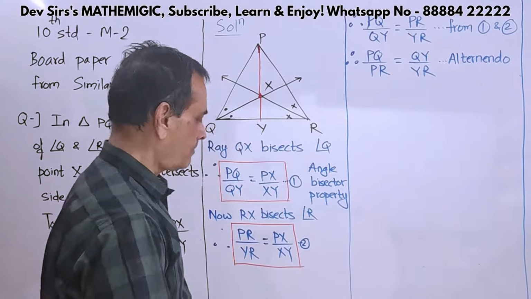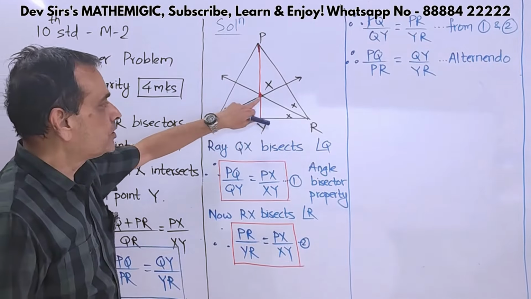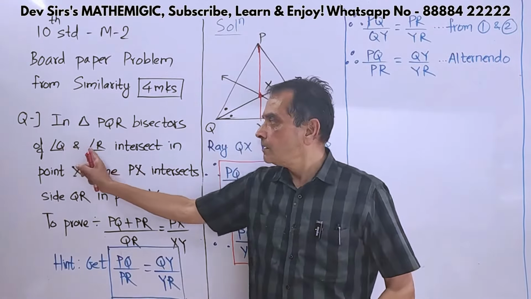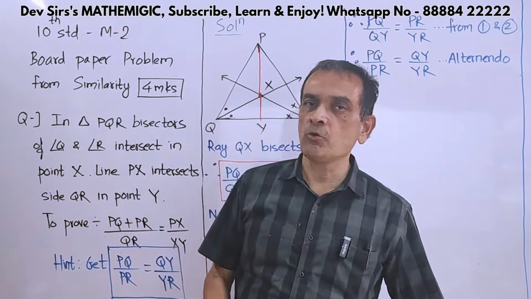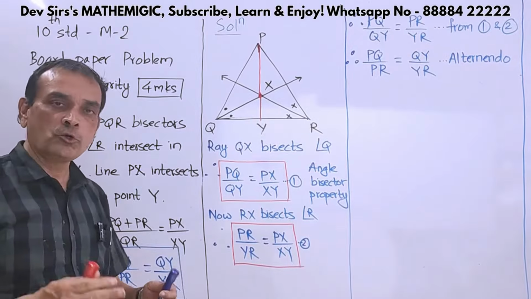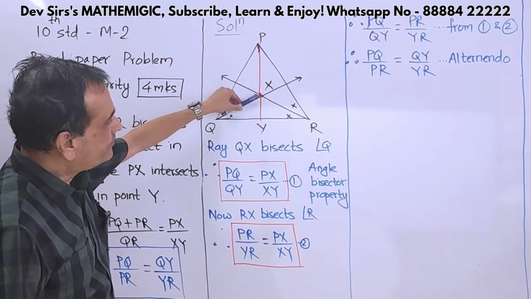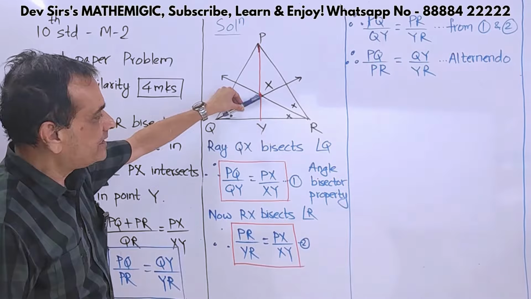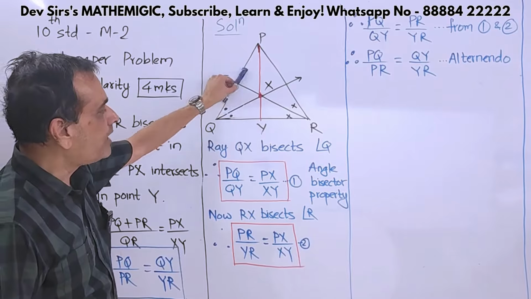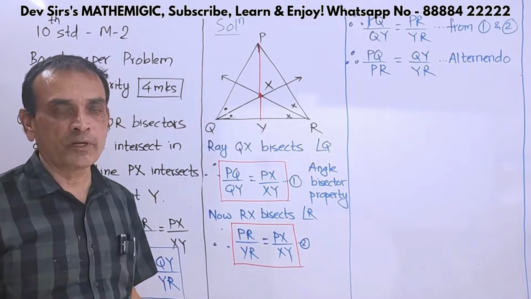How? Dekho. First, go to angle bisector QX. QX is the angle bisector of angle Q. It's given. Q and R के 2 angle bisectors दिए हुए हैं. So first consider QX as the angle bisector of angle Q. How do you use angle bisector theorem? Property we have seen. Keep your pen on QX and take the ratio like this. PQ upon QY. Shift. PQ upon QY is equal to PX upon XY. You are used to this now. No need to repeat again and again.